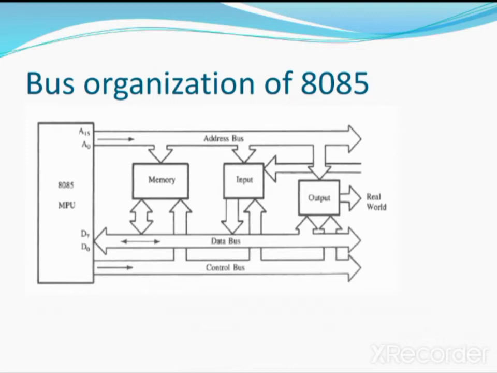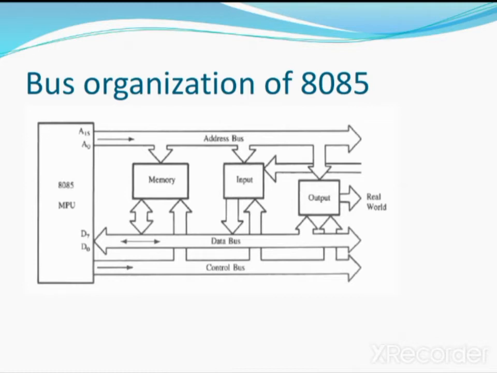The 8-bit 8085 CPU or microprocessing unit communicates with the other units using a 16-bit address bus, an 8-bit data bus and a control bus. Now here there are three types. First is address bus. What is address bus? Address bus is unidirectional mode.